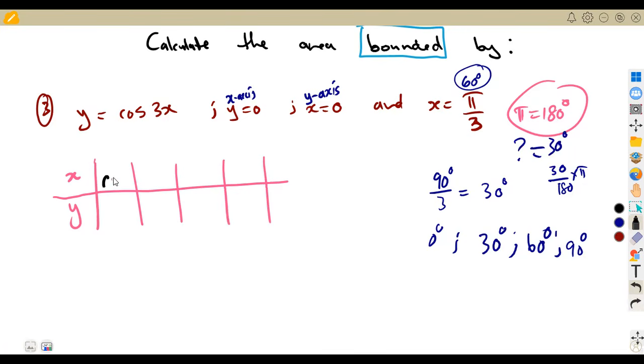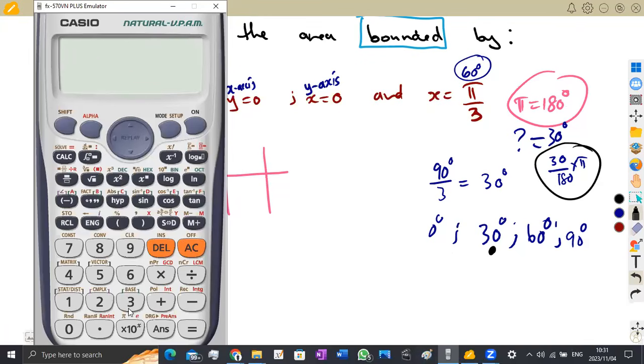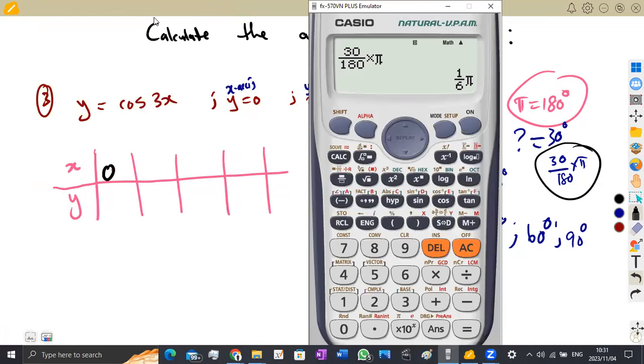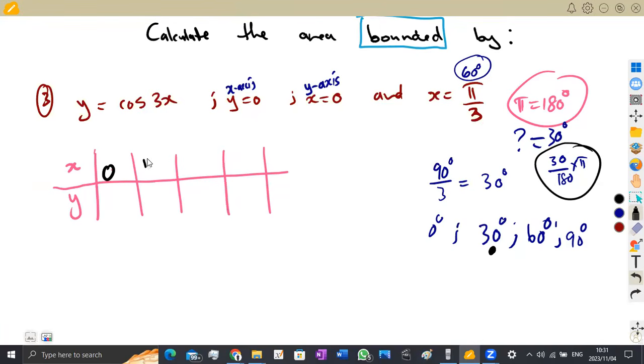So we move on to the next one, which was supposed to be 30 degrees, but we write it in radians. So it's going to be 30 over 180 times pi. You can just simplify with our calculator. 30 over 180 times pi, you multiply this by pi. This is going to be 1 over 6 pi, which is the same as pi over 6. All right, so this here is the same as pi over 6. We move on to 60 degrees.